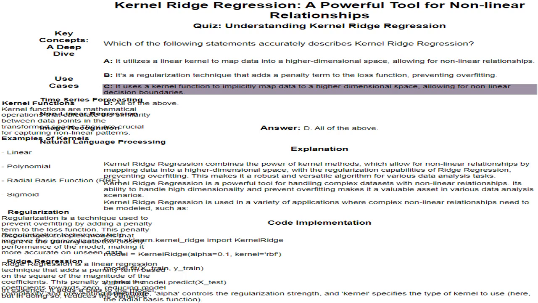It uses a kernel function to implicitly map data to a higher dimensional space, allowing for nonlinear decision boundaries. Correct. Kernel ridge regression leverages a kernel function to project data into a higher dimensional space, without explicitly performing the transformation. This allows for nonlinear decision boundaries, enabling the model to capture intricate relationships that linear models might miss.